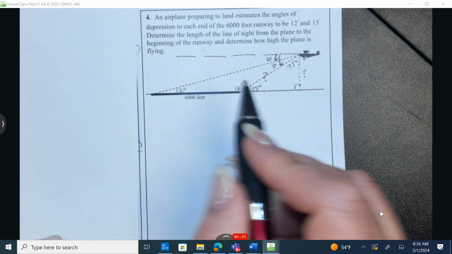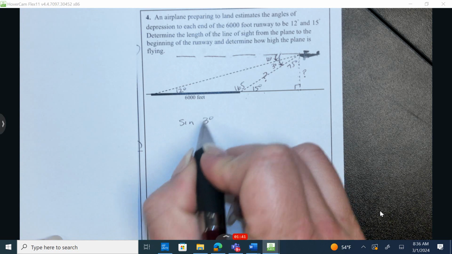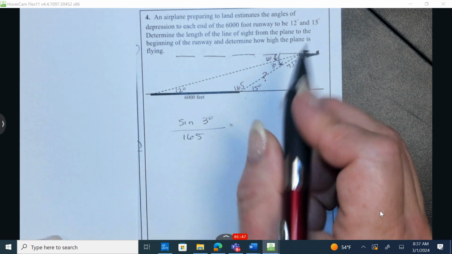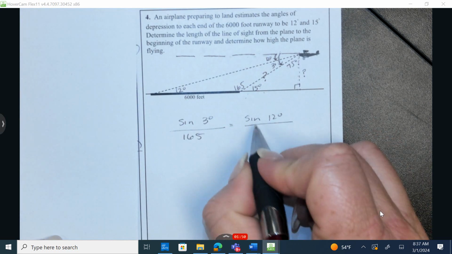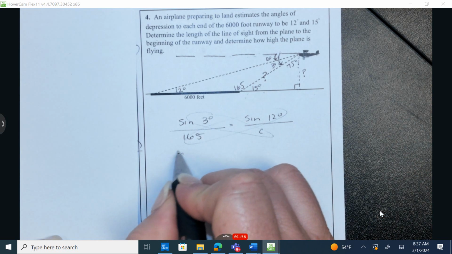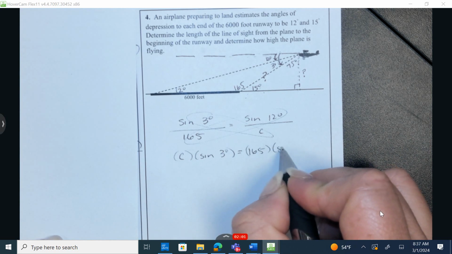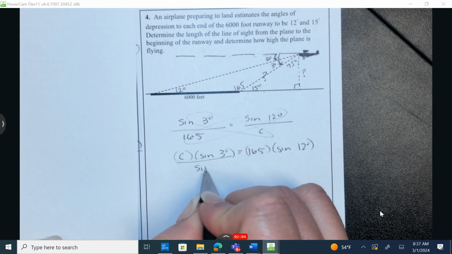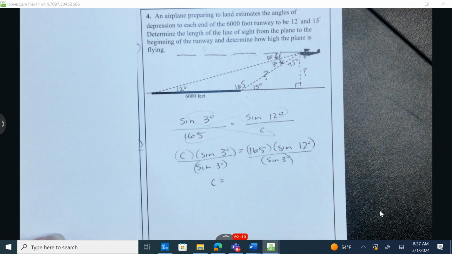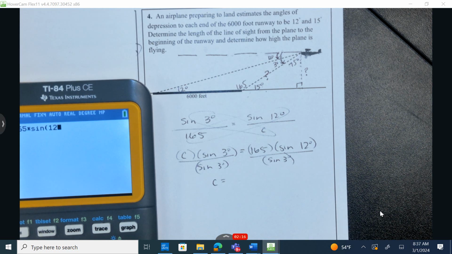Alright, so now that I've set it up, let's figure out this distance for this line of sight. I am provided with this angle and the opposing side, so the sine of 3 degrees over 165 is equal to, we want to know this length across, so the sine of 12 degrees across from, and I'm going to call this length C. Let's cross multiply to get C times the sine of 3 degrees is equal to 165 times the sine of 12 degrees.